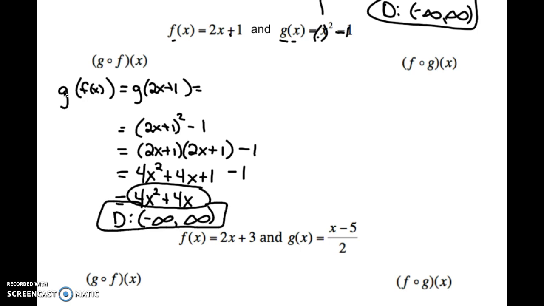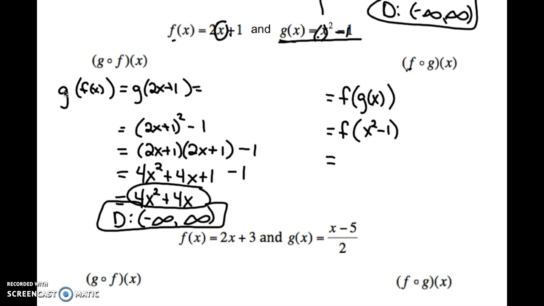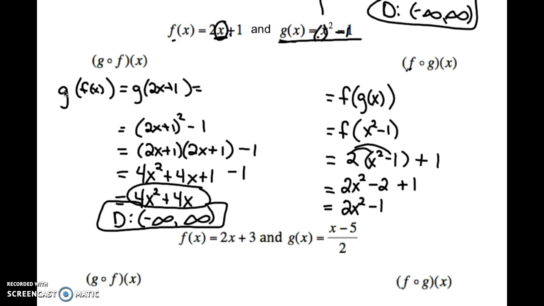Here in the next one, we stay in the same order. So first f of g of x. And g, we plug that in, x squared minus 1. And then for f, it says take 2 times your x plus 1. So 2 times your x plus 1. But this little x is going to become x squared minus 1. We can distribute the 2. So we have 2x squared minus 2, and then plus 1. When we combine our like terms, we get 2x squared minus 1. And our domain, again, is all real numbers.